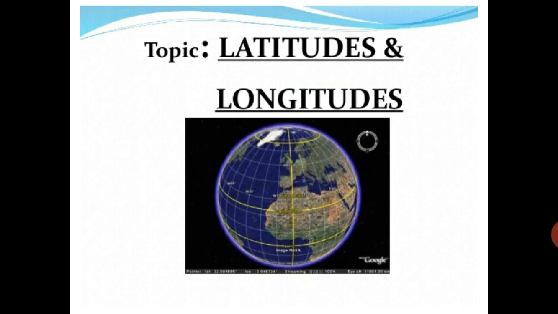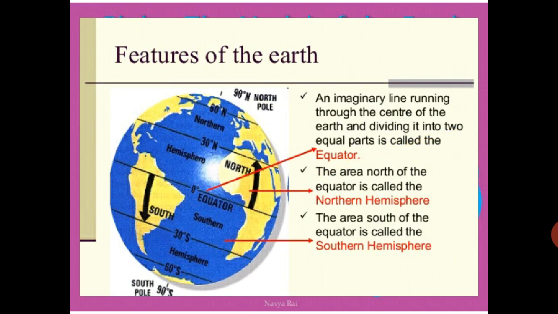Now, latitudes and longitudes. You have seen the equator divides the earth into equal parts, the northern hemisphere and the southern hemisphere. The equator is a parallel line, a sleeping line type of line. This type of imaginary line is made because of that we can find the proper place on the earth.